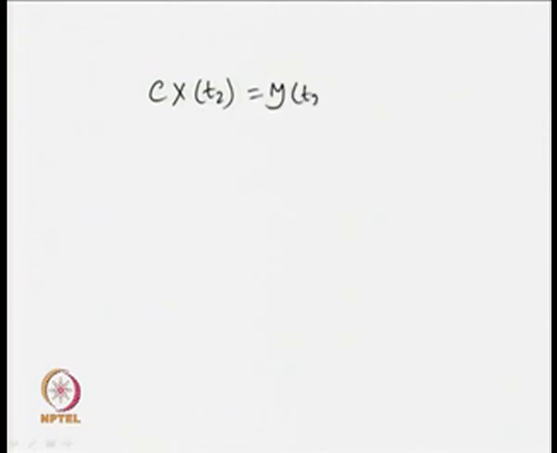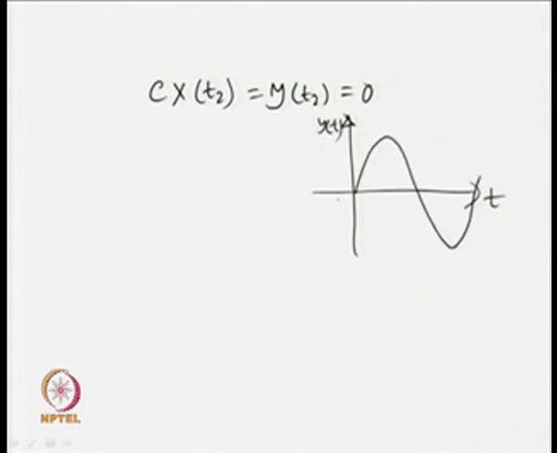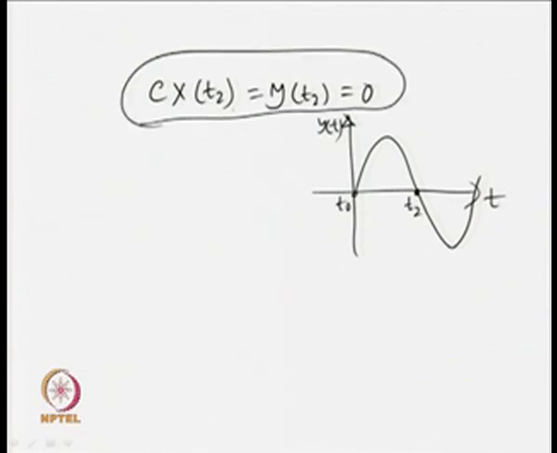the condition that C x(t2), that is y(t2), has to be 0, because we have another 0 crossing. Let me repeat, this is the output waveform. We have t0 here and t2 here. So, another 0 crossing appears at time t equal to t2, resulting in the expression y(t2) equal to C x(t2) equal to 0.